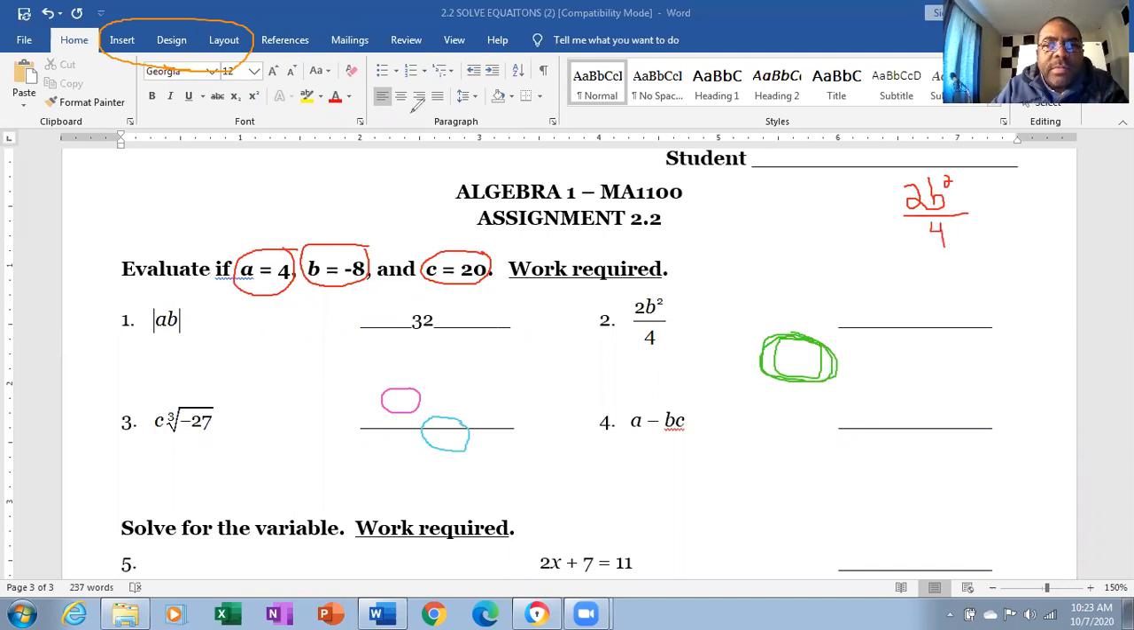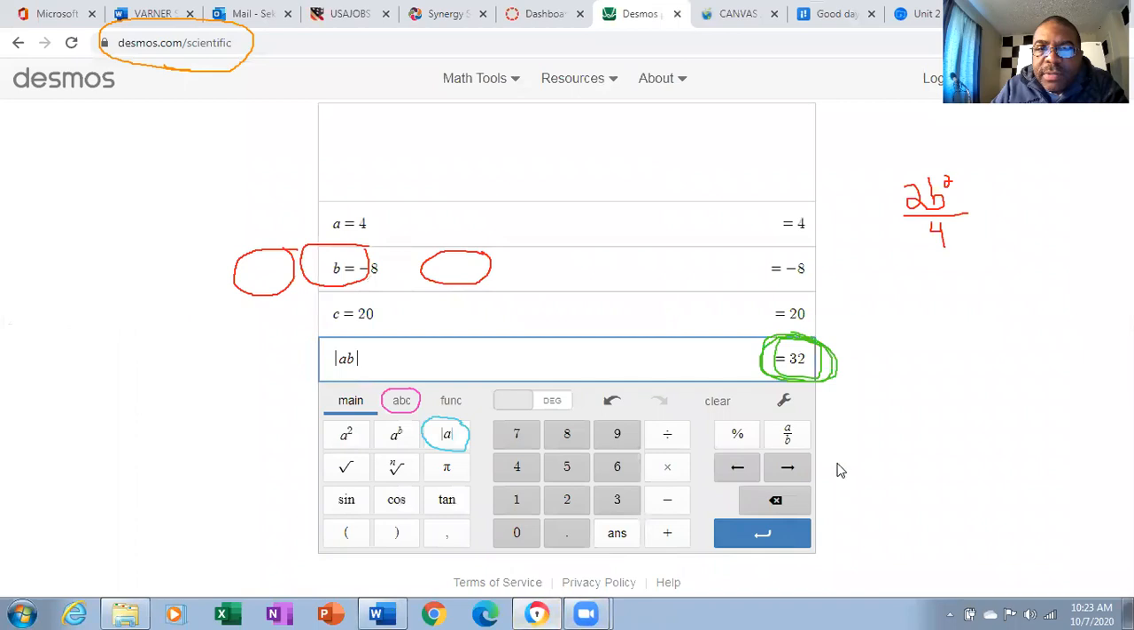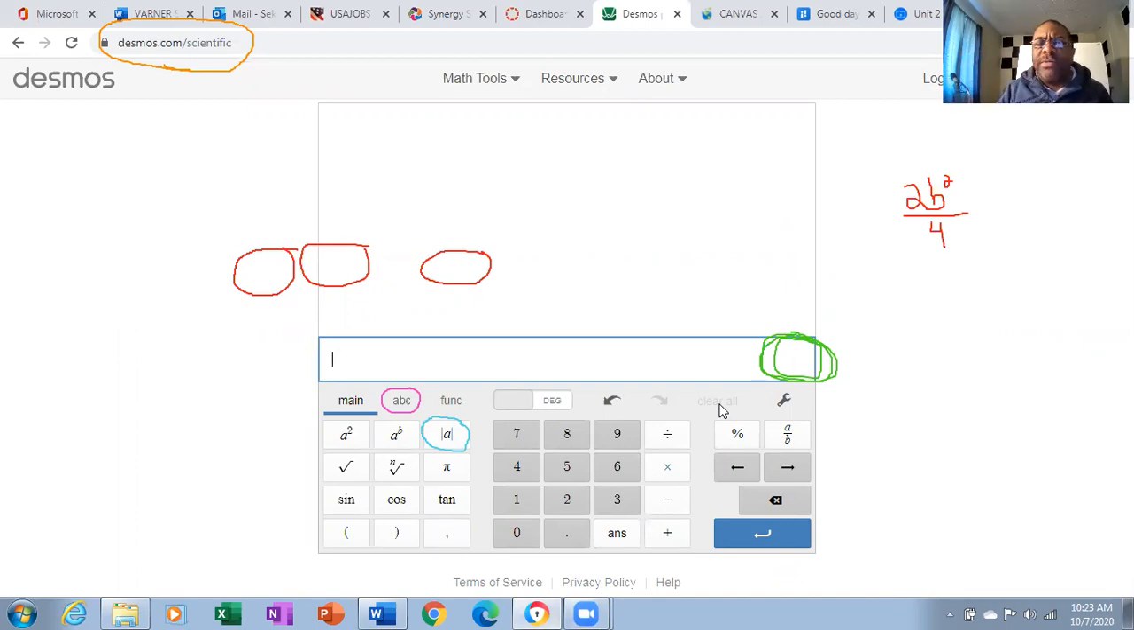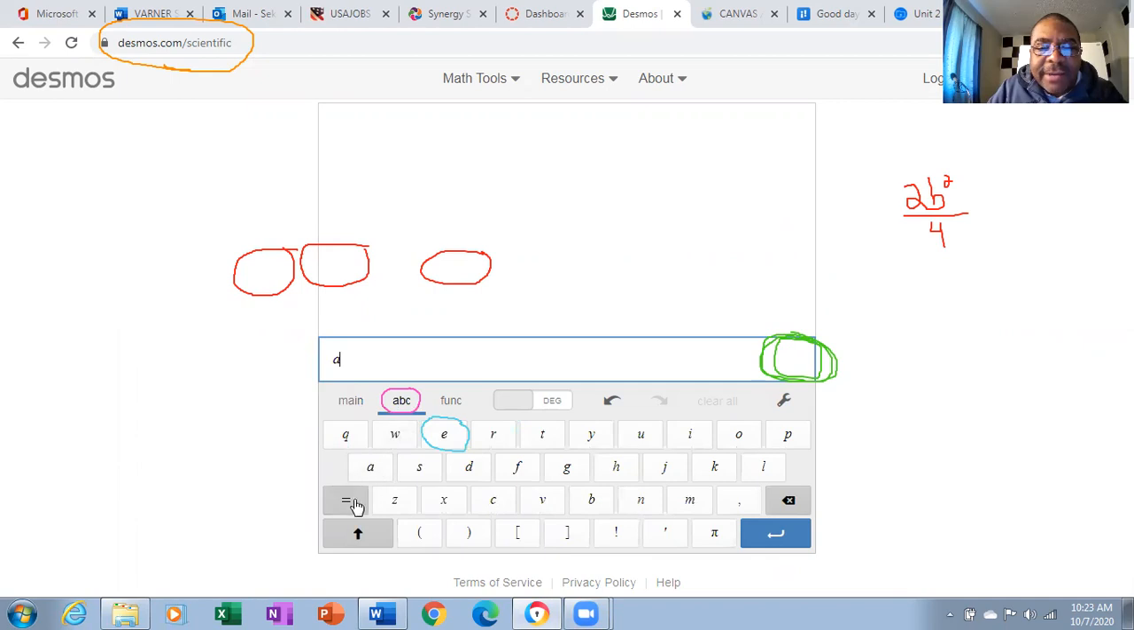Good. Now let's go to Desmos and we're going to keep the A, we're going to keep all of that in there. So the last answer is there, the absolute value of A and B, it's there. But now since I hit clear all, I didn't want to do that. Now, you know what I have to do? I have to type it back in.